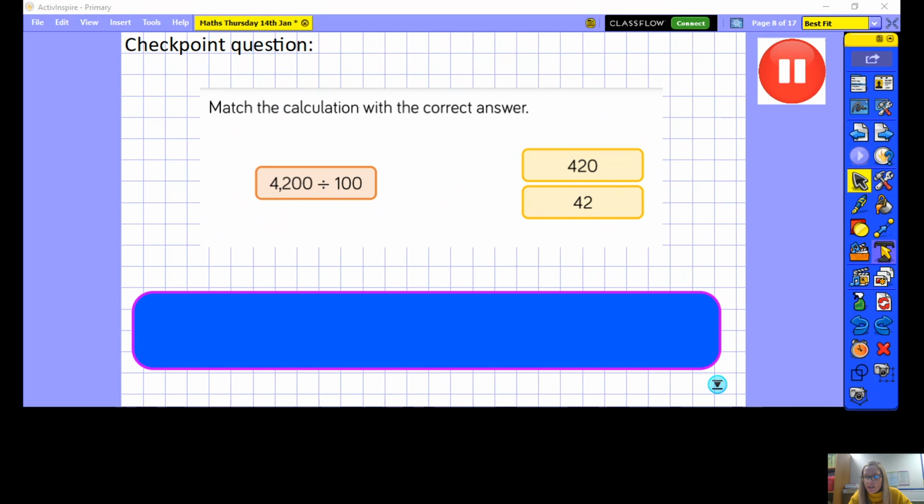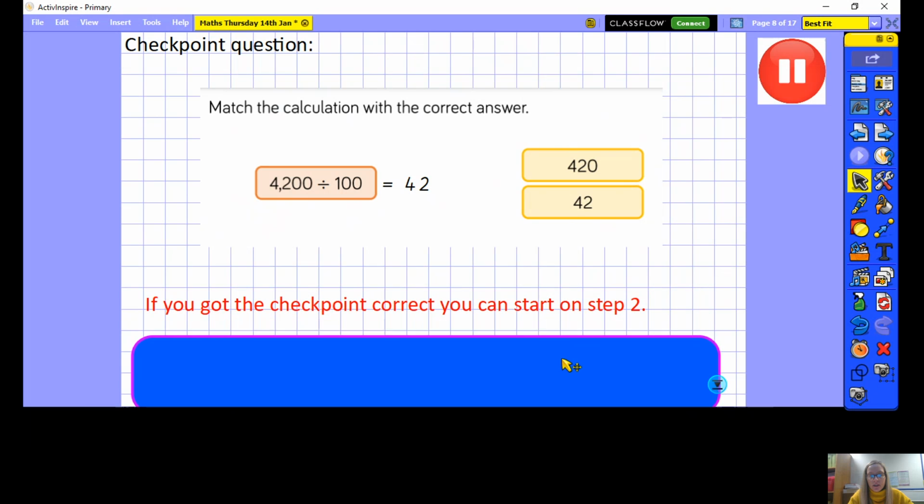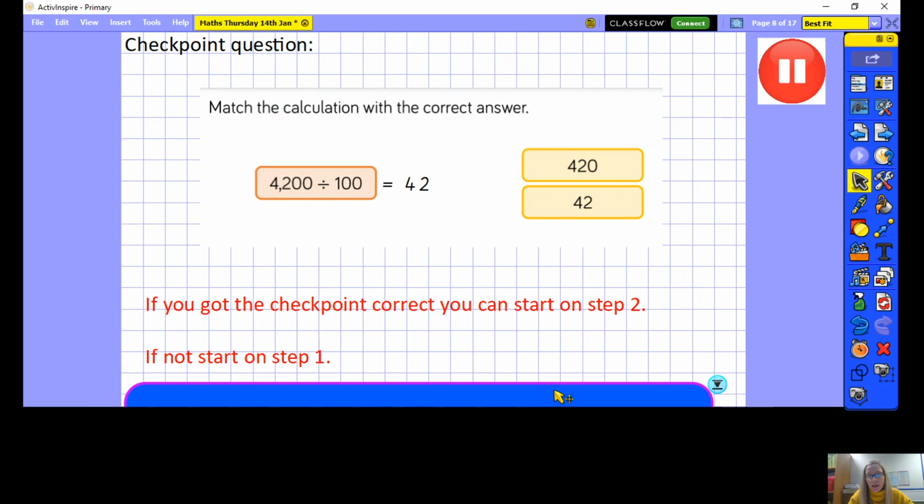Okay, let's check how you did. So 4,200 divided by 100. The number 4,200 would move on your place value chart 2 places to the right, which means our answer would be 42. So it equals 42. Okay, so if you got that question right, you can start on step 2. If you still need to practice doing the division and practicing the scales, start on step 1.